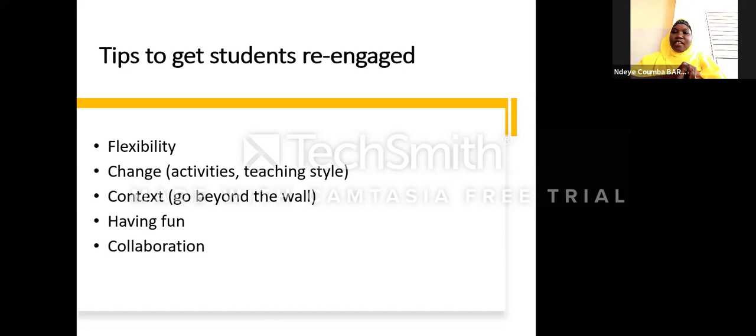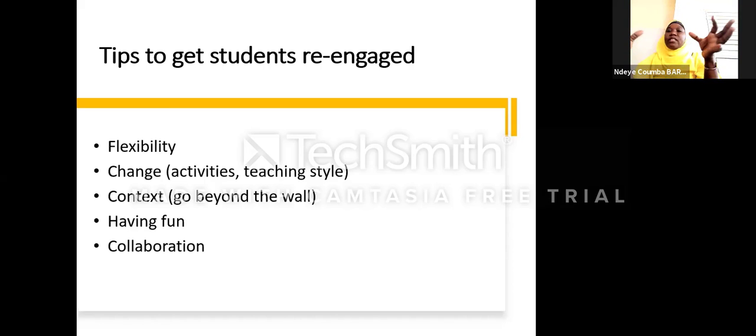Okay, change here. And between brackets, we have activity and teaching style. When we talk about change also, we mentioned change in flexibility, but here also we can say change or variety when doing some activities. Variety is the spice of life. So here it is also, we can say variety is the spice of teaching. Activities that can help students re-engage.